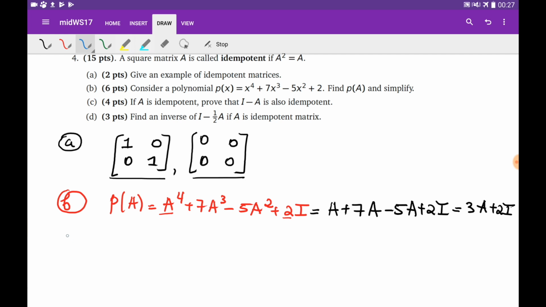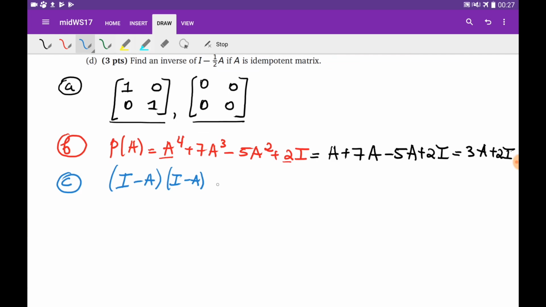In part C, we need to prove that this matrix I minus A is again idempotent. We can do this by multiplying I minus A by itself. I just need to open up the brackets. I multiplied by I is I. I multiplied by minus A is minus A. Minus A multiplied by I is minus A. And minus A multiplied by minus A is plus A squared. Please note that since A is idempotent, A squared is going to be A, and I can cancel some of the terms here. What we obtain is I minus A, which is the same as this matrix.